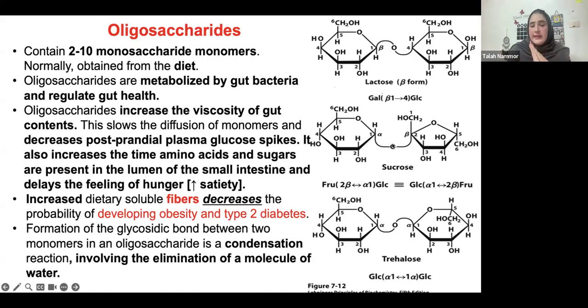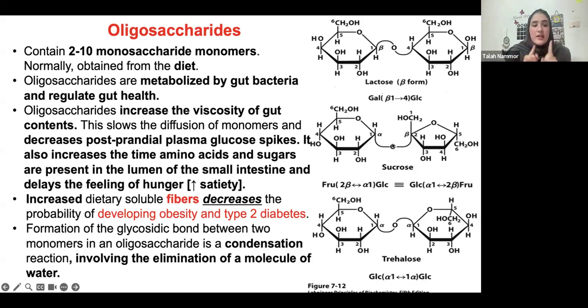Usually, if someone eats a piece of chocolate, would the glucose spike be the same as someone who just ate fruit, or something healthier? No, right? So basically, oligosaccharides increase the viscosity of all of the contents. So the glucose spike that happens after the food is not going to be as high. It will slow it down, and this slowing down is healthier for us.